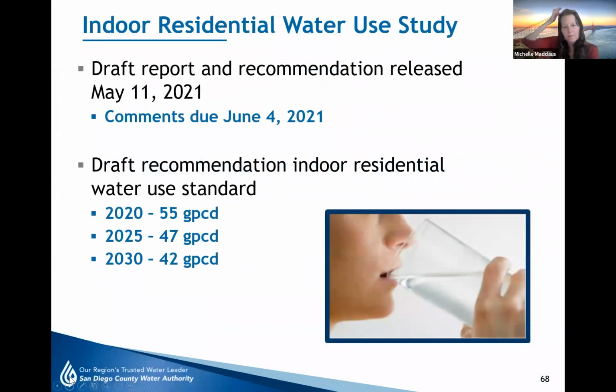So the indoor water use, the biggest one is the change. This one slide here, Elizabeth, we can cover is that they're looking at the standards and comments are due June 4th. So if you're interested, chime in. They're looking to lower them. They're currently 55 GPCD, everyone knows that one. Then they're looking at 47 and 42. So if that's interesting to you, chime in. Comments are due June 4th.